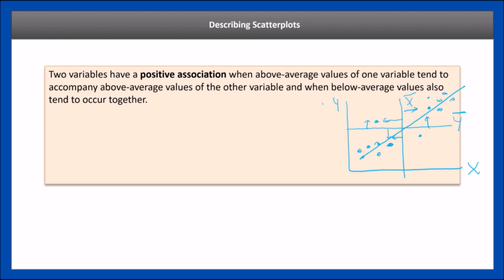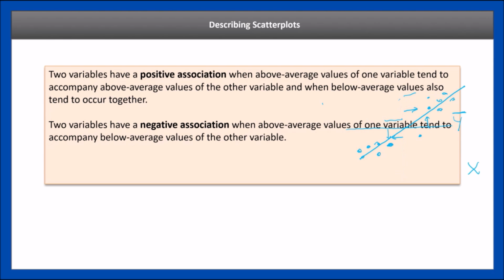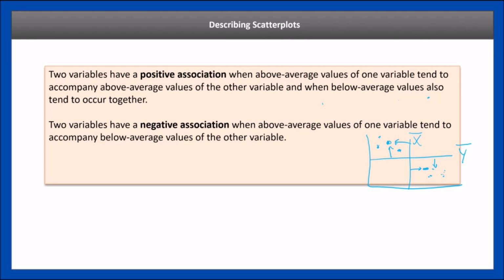All right, so hopefully that made sense. In this case, two variables have a negative association when the above average values of one variable tend to accompany below averages of the other variable. So in the same idea here, x bar, y bar, you may have a data point that's above average in the y, but below average in the x, and so those occur together. Then you might have a point here which is below average in the y, but above average in the x, and therefore they occur together. Okay, so that's what we're referring to. So hopefully that made sense.